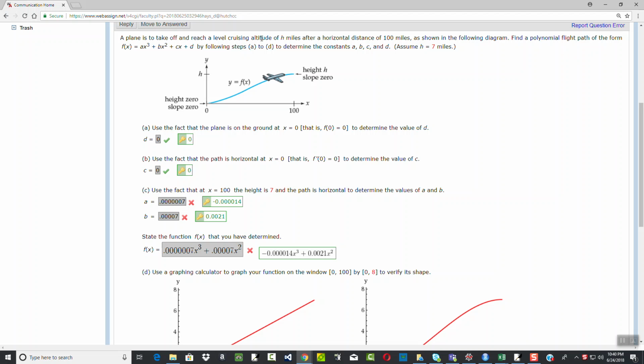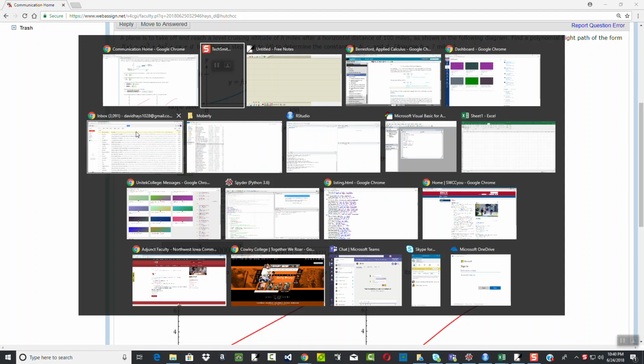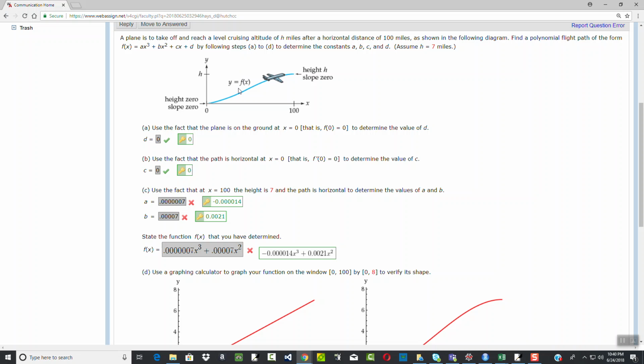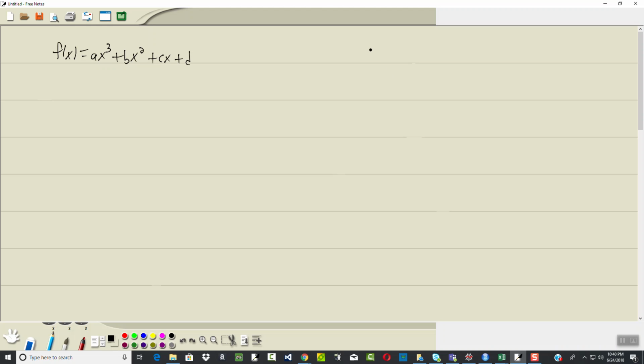Find a polynomial flight path of the form f of x is equal to ax to the third plus bx squared plus cx plus d, by following steps a through d to determine the constants a, b, c, and d. Okay, assume h is 7.